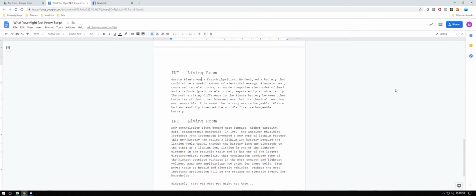Gaston Plant was a French physicist. He designed a battery that could store a useful amount of electrical energy. Plant's design contained two electrodes, an anode, negative electrode, of lead and a cathode, positive electrode, separated by a rubber strip. The most striking difference in the Plant battery between other batteries of that time, however, was that its chemical reaction was reversible. This meant the battery was rechargeable. Plant had successfully invented the world's first rechargeable battery.